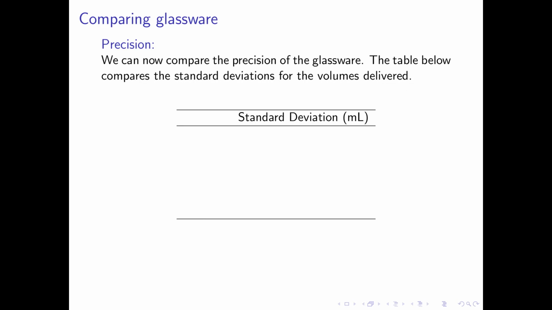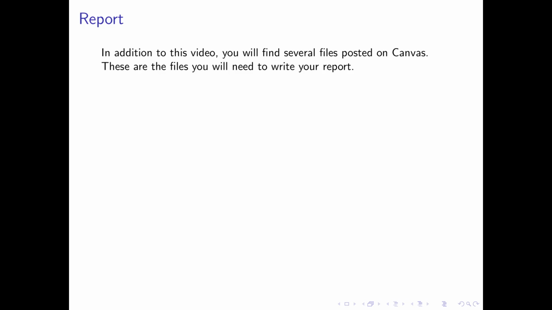Lastly, we can compare the precision. To do this, we look for the glassware that has the smallest standard deviation as calculated. These values are stated in the table below. For the beaker, the standard deviation of the volumes delivered was determined to be 0.235 milliliters. The graduated cylinder was found to have a standard deviation of 0.046 milliliters, and the burette had a standard deviation of 0.015 milliliters. Clearly, the burette has the smallest standard deviation and therefore is the most precise piece of the glassware.